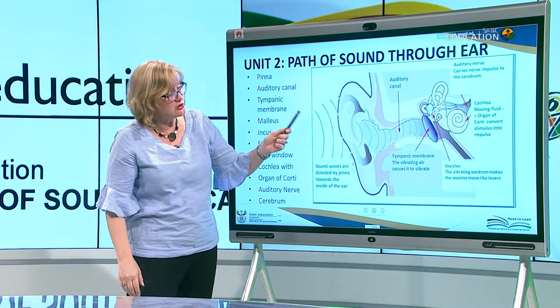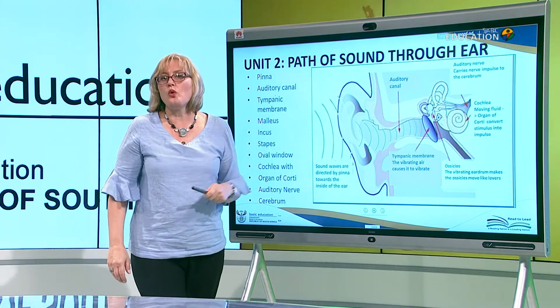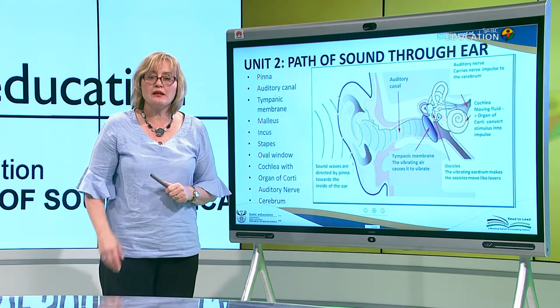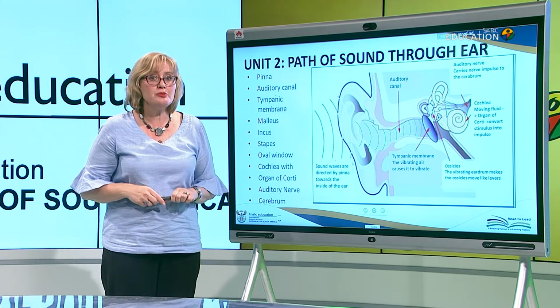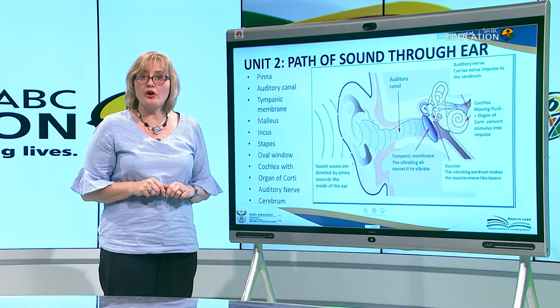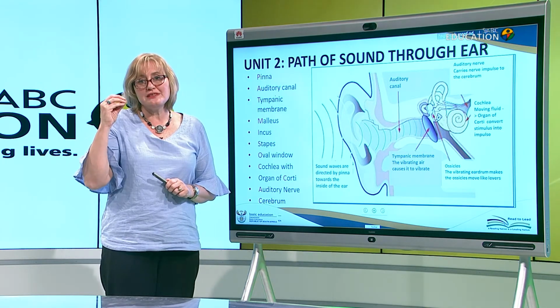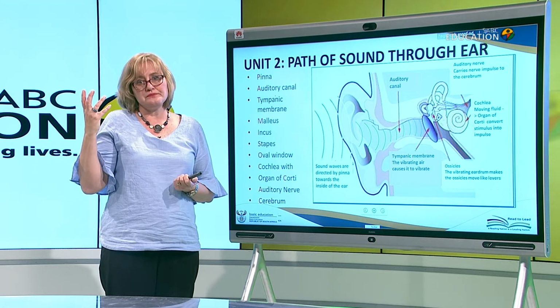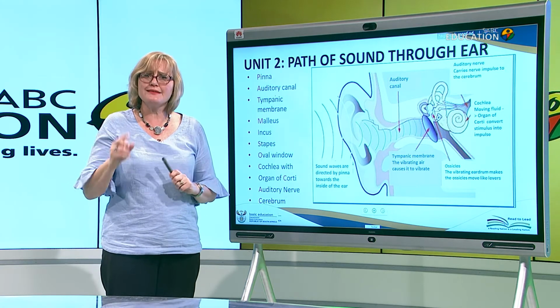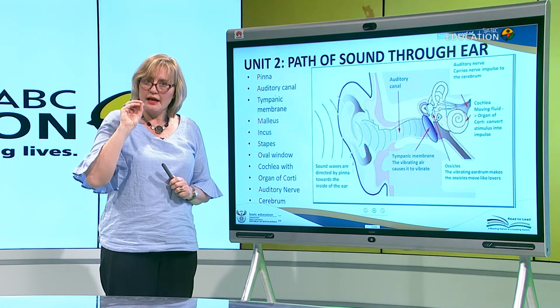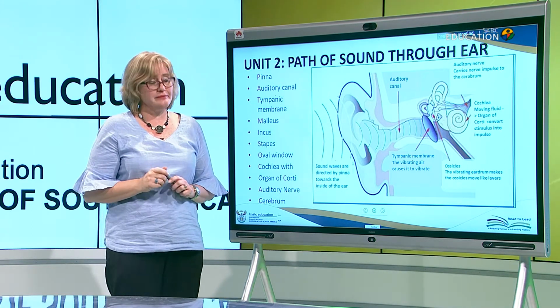Obviously, it's being transmitted via the auditory nerve to the cerebrum, the brain. But I don't want you to call it the brain. You must call it the cerebrum, because the cerebrum is the one that interprets sound so that you can hear. No other part of the brain, the cerebrum. So you have to be specific here. You must name it the cerebrum, not the brain.